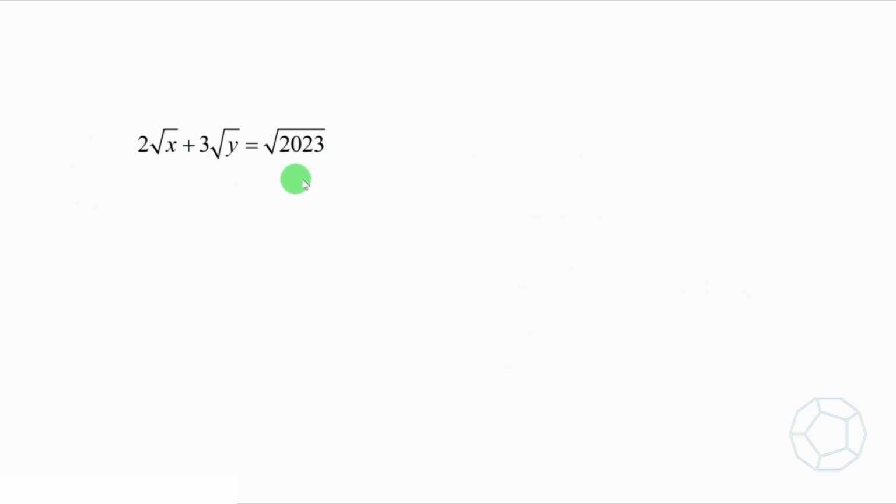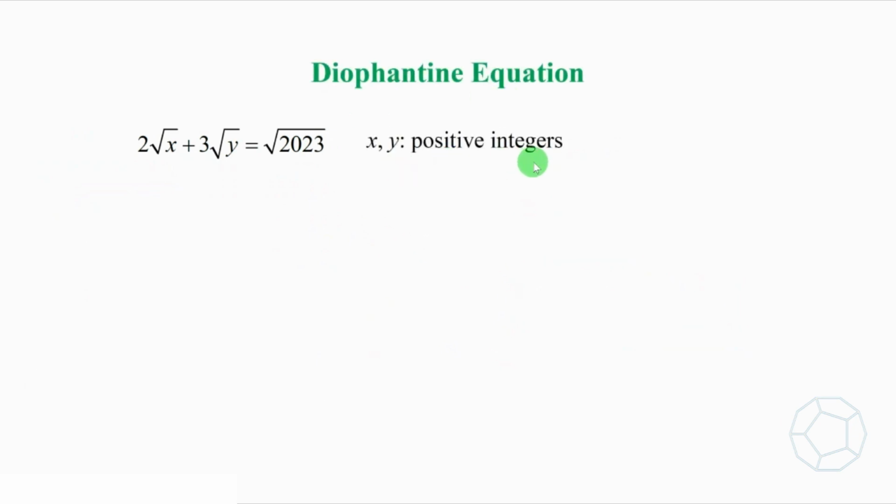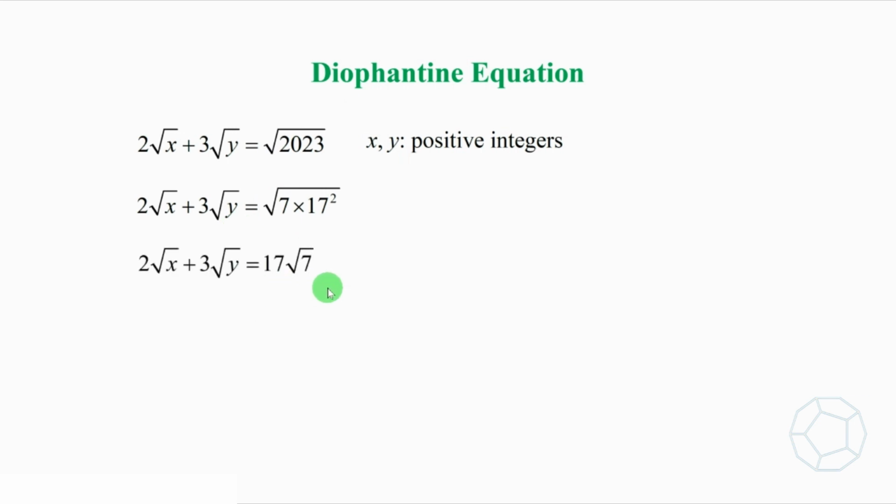Today we're going to solve this interesting Diophantine equation where x and y are positive integers. First of all, let's simplify the square root of 2023. It is equal to the square root of 7 times 17 squared. So we can take 17 out of the square root sign.